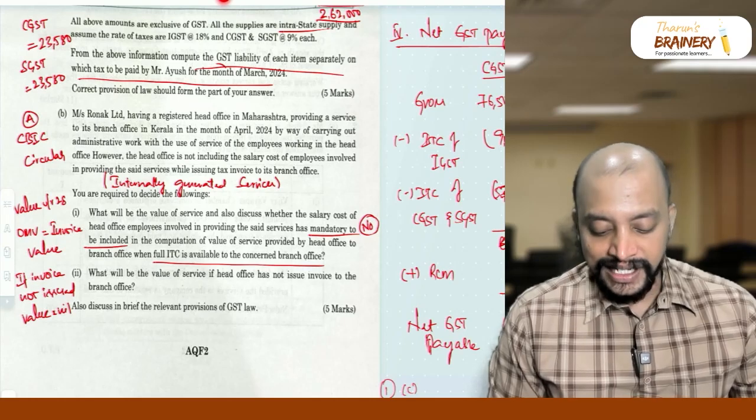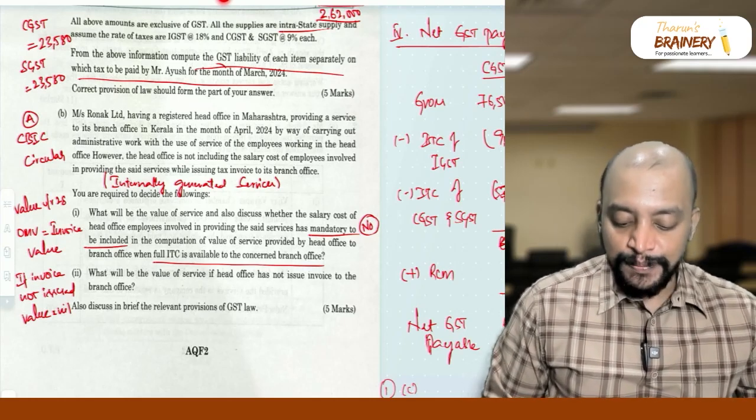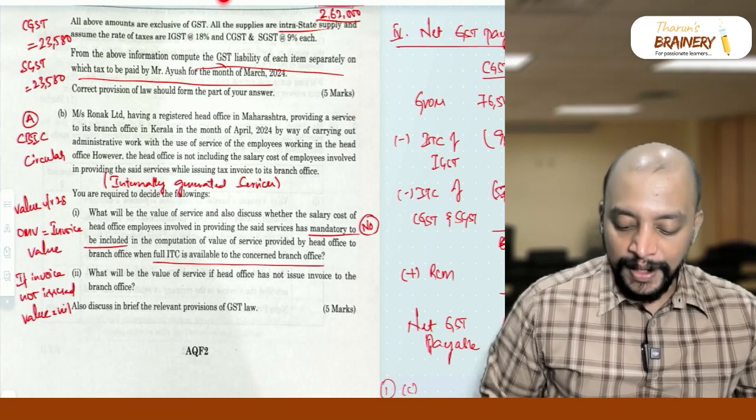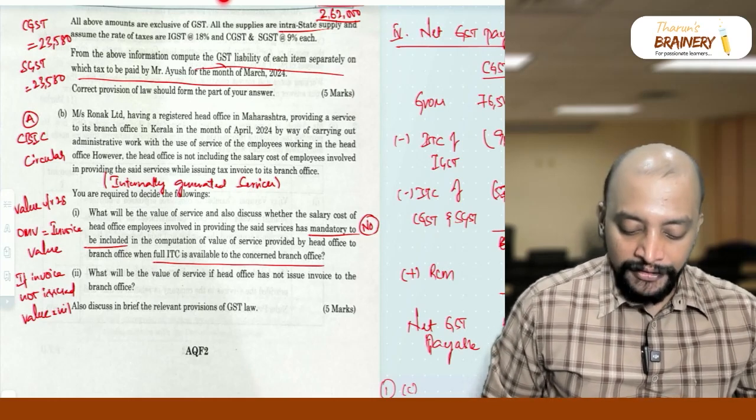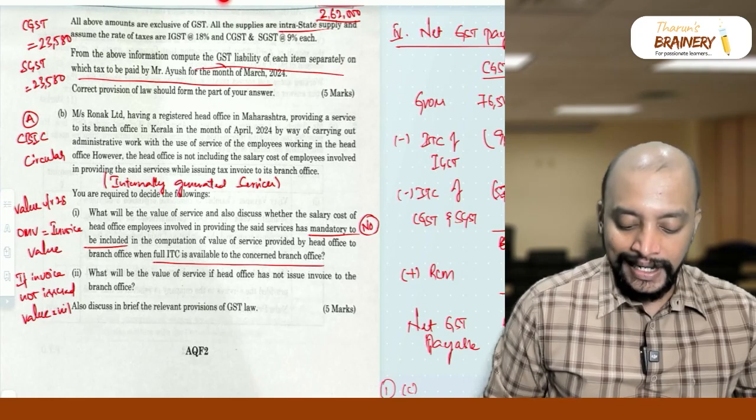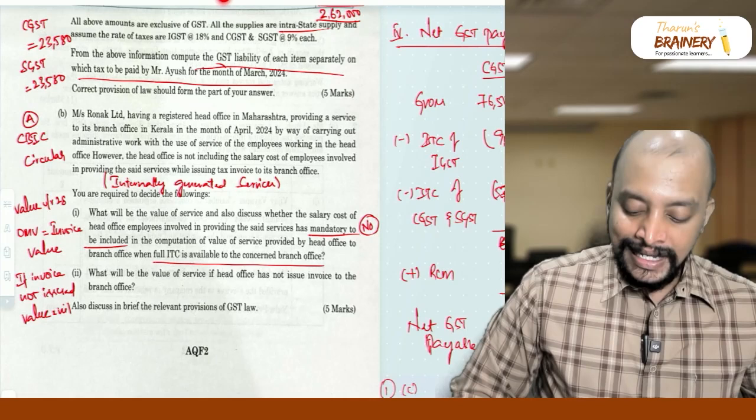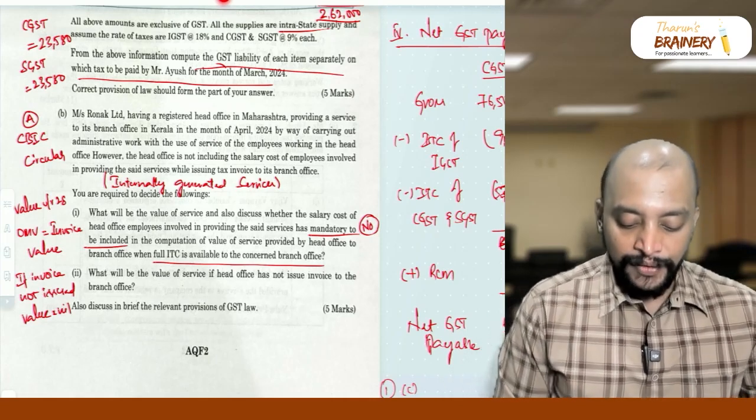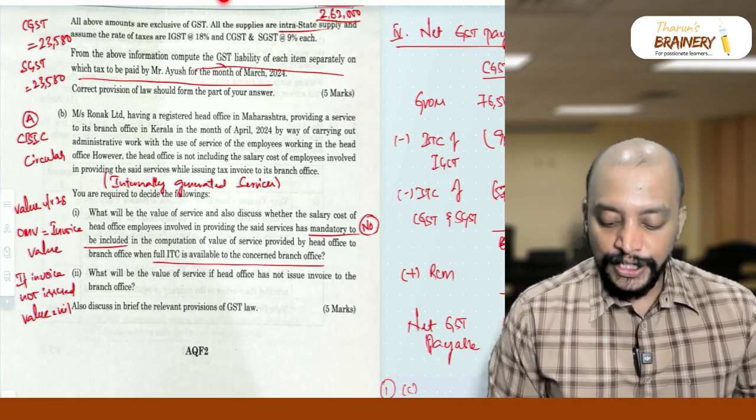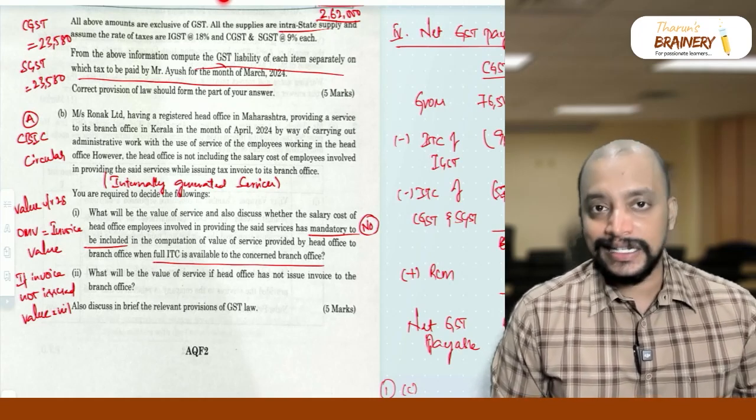So Messrs Ronak Limited, having a registered office in Maharashtra, providing a service to its branch office in Kerala in the month of April 2024 by way of carrying out administrative work with the use of service of employees working in the head office. However, the head office is not including the salary cost of the employees involved in providing the said services while issuing tax invoice to its branch office. So it's like internally generated services.